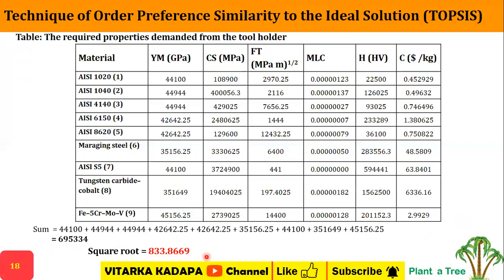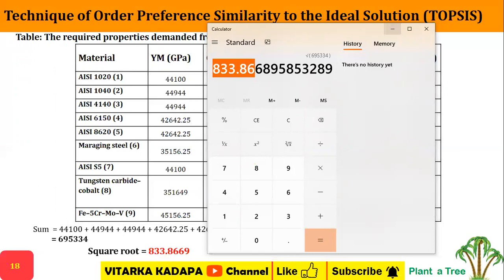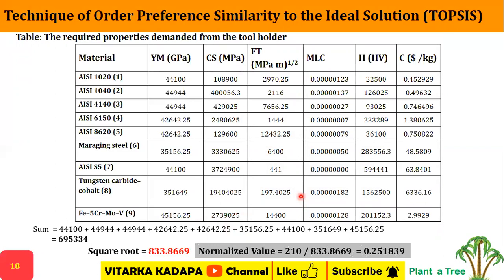You can do it using a simple calculator. I just enter the value 695,334 and press square root. I get 833.886, and almost all the other values are similar. Similarly, I have to do it for all the columns. For this particular column, I have to take the normalized value. What is the formula for the normalized value? xij divided by the root of the summation of xij square. Up to here I have completed.